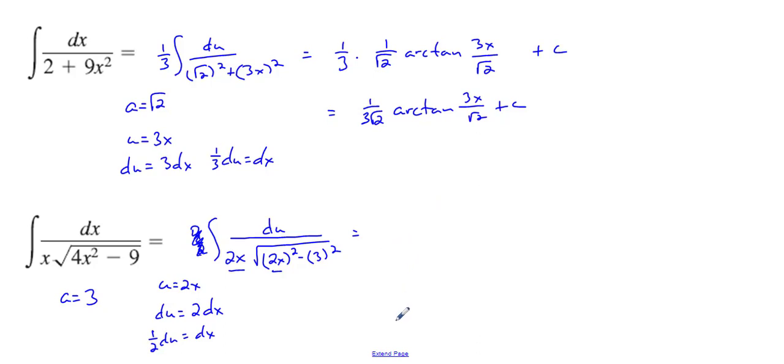Okay, what is the rule for the arc secant? 1 over a, so 1 over 3 arc secant. And then its absolute value u. Our u is 2x over a, which is 3, and then plus c. Does that make sense? Are we okay with that? I didn't take too many leaps and bounds by doing this, did I? Did I confuse you guys too much?